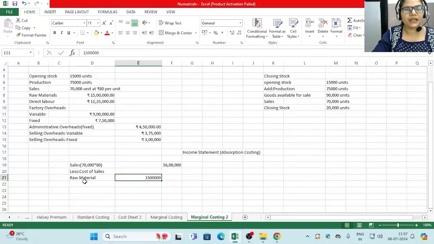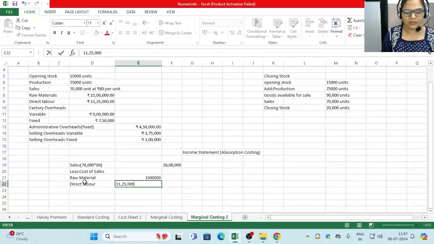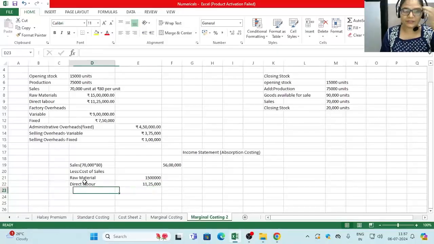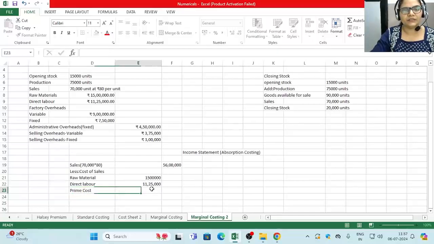Then we have direct labor. Direct labor is 11,25,000. After adding these two, we are trying to solve this question like a costing statement so that there is more clarity regarding the different types of cost associated. So this is 26,25,000.